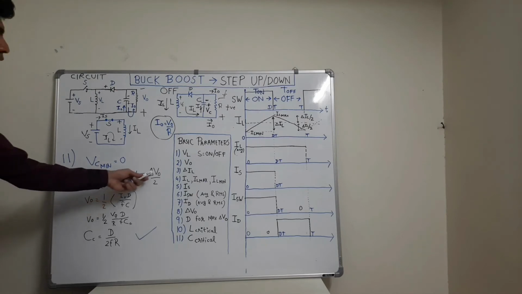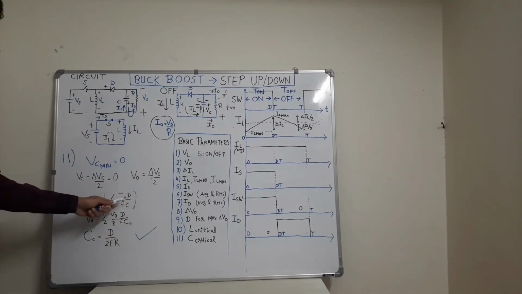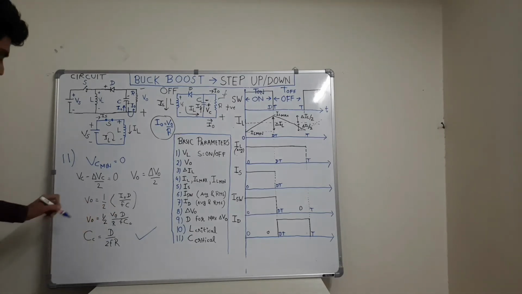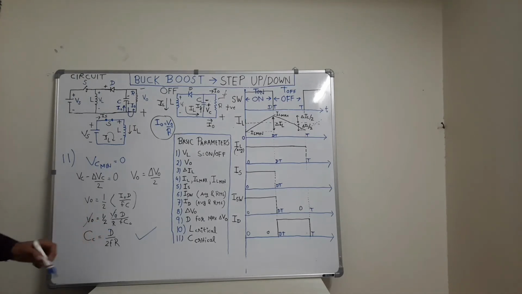Now substituting the value of del V naught from the 8th step, that is I naught D upon Fc, and I naught is V naught by R, so V naught gets cancelled. So we will get C critical, Cc, equals D upon 2FR.